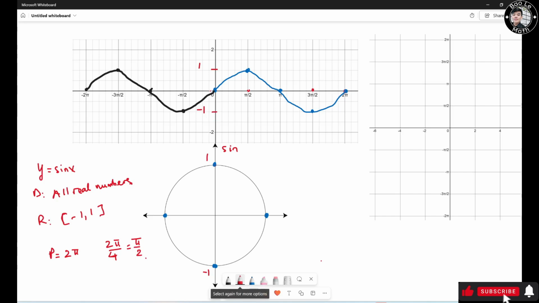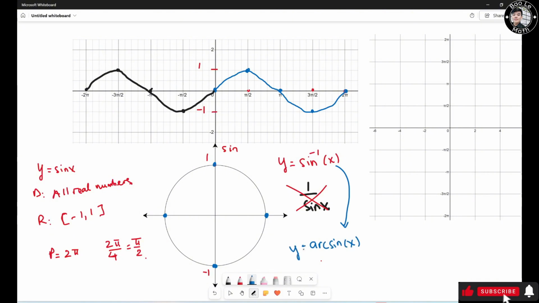Alright, so now we're gonna sketch the inverse function of sine x, right? So the inverse function will be denoted as y equals sine inverse of x, like this. So we will read this one as sine inverse of x, right? Now keep in mind, this is not 1 over sine x, right? So be careful, this is not the case. Or you can write this one as arcsin of x. Alright, so they're both the same. This way or this way, they're popular, right? But don't write it like this.